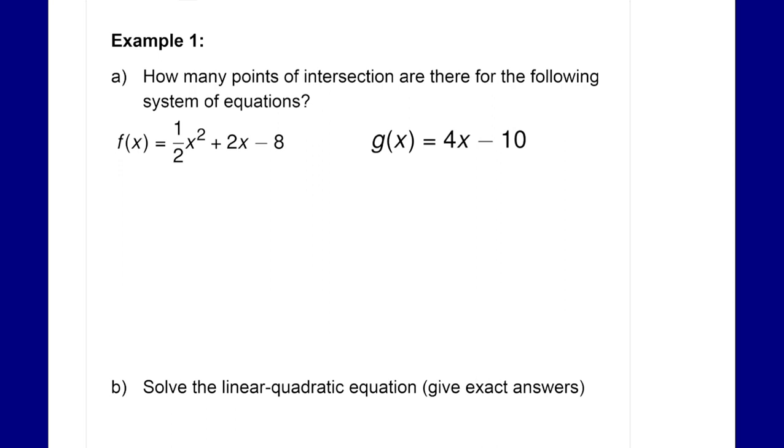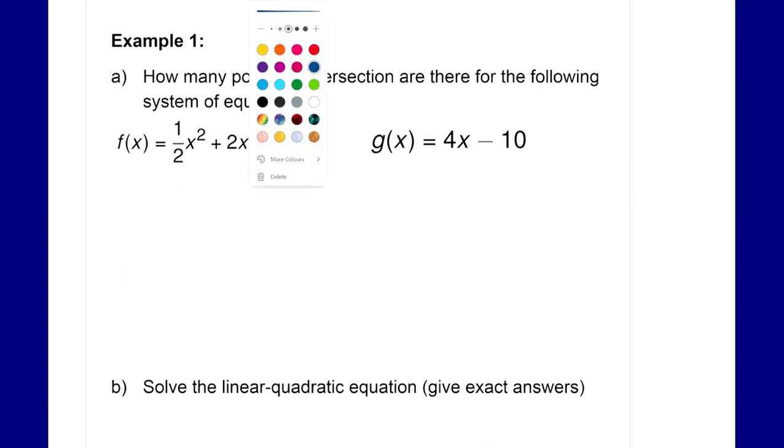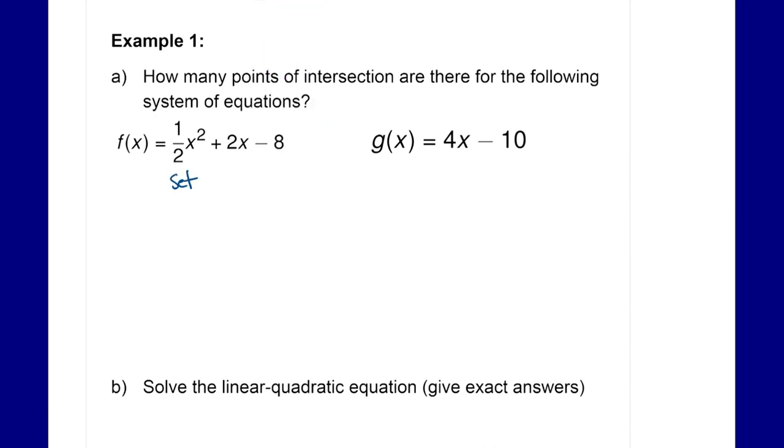So let's set them equal to each other, because we're saying that these 2 functions are going to equal the same thing. First we're going to set f of x equal to g of x. So 4x minus 10 equals 1/2 x squared plus 2x minus 8. So I've set them equal to each other.